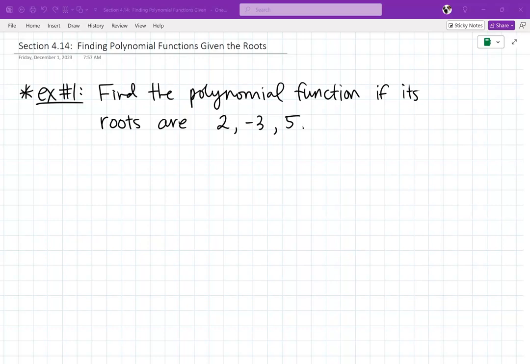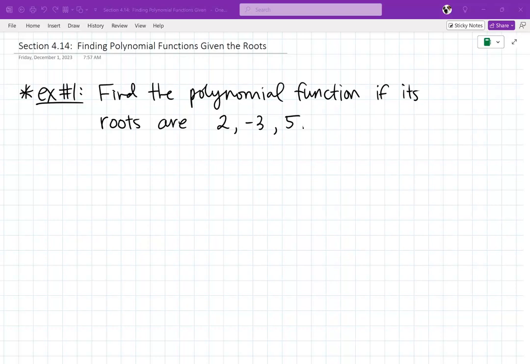So for example, number 1, you see it says find the polynomial function. In other words, find the equation where these answers came from, right? If the roots are, remember, roots mean roots, zeros, solutions, answers. Those are 4 different ways you can say that word, roots. So the answers are 2, -3, and 5.